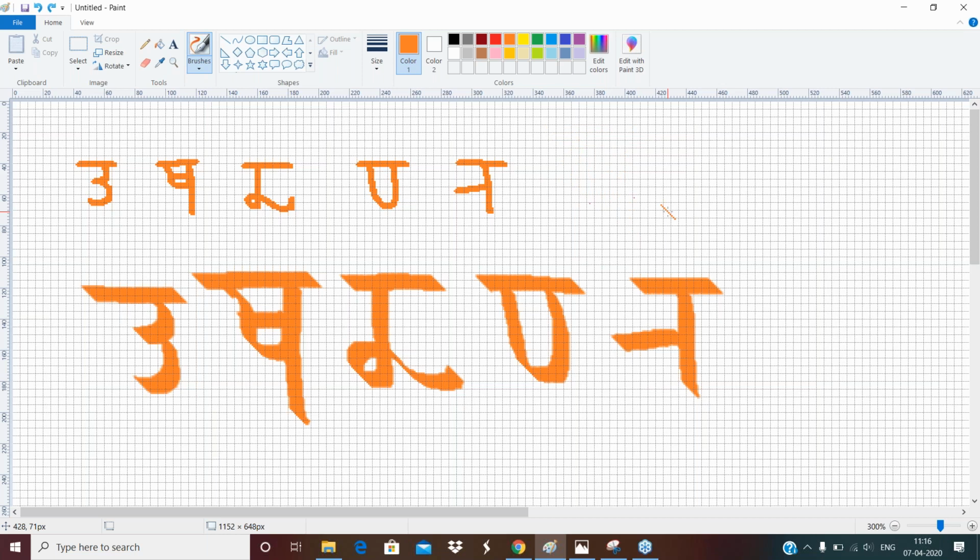Then again, for the previous one, should the Shirolekha extend for the entire letter or be small? For which character? The third letter, the Shirolekha can be smaller. Yes, there is no problem.